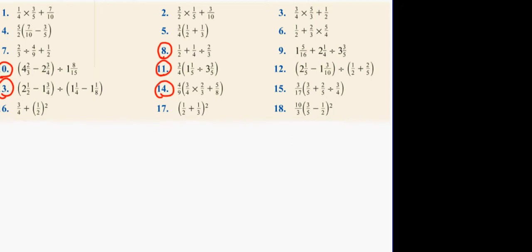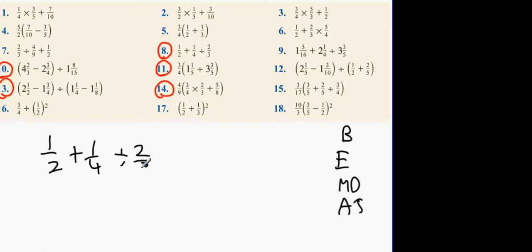Here we're doing BEMDAS of fractions. So what we're going to do here is start off with number 8. Number 8 says a half plus a quarter divided by 2/3. What you have to do first is multiplication over addition, or division above addition. So we're going to do the division first.